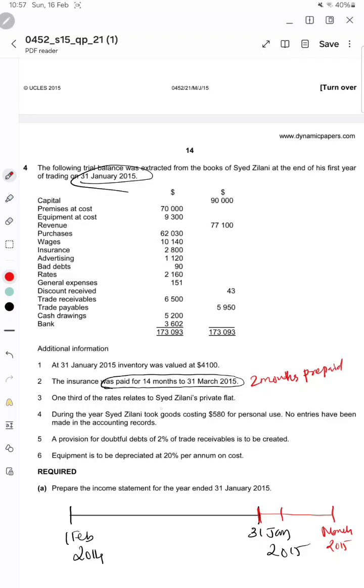One third of the rates related to Said's private flat, that we have to deduct from the rates. Then during the year end, Said took goods costing 580 for personal use. No entry has been made during the year. This should be deducted as drawings, and it should be deducted from the purchases of the trading account. Provision for doubtful debts, 2% on trade receivables, to be created. Equipment is to be depreciated 20% per annum on cost. So this is the information given here.